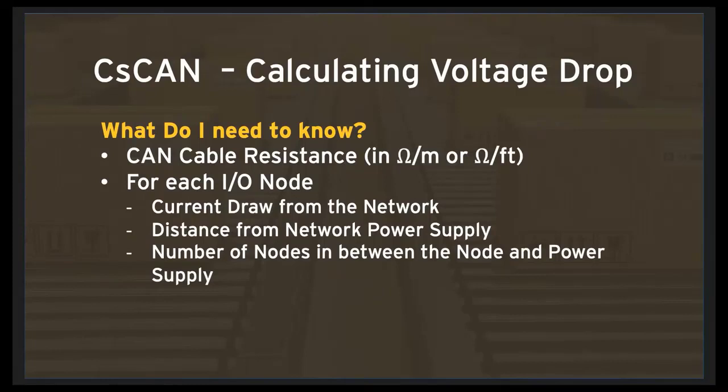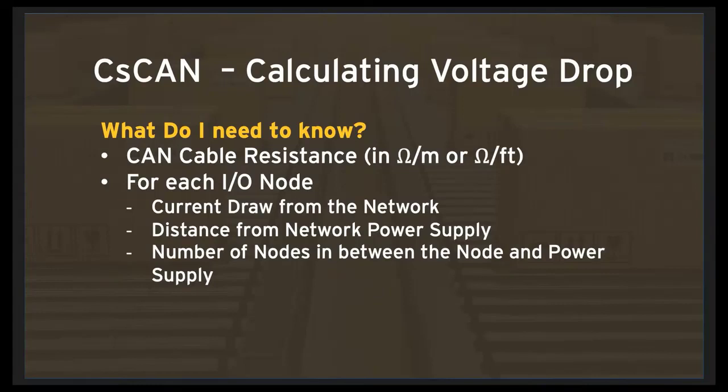A couple more things you need to know. How much current is that I/O drop going to draw? You can find that in the data sheet for the I/O module that you're using. Using SmartSticks I/O, no problem. Just look up the current draw for that particular I/O module. It'll give it to you right there in the data sheet. Another thing to know: how many nodes are in between the power supply and the particular node that you're calculating voltage drop for. So if I'm node 7 and they're numbered sequentially 1 through 7, and I'm calculating the voltage drop for number 7, I know that there are 6 nodes in between that particular node 7 and the power supply. So that's an important piece of information as well.